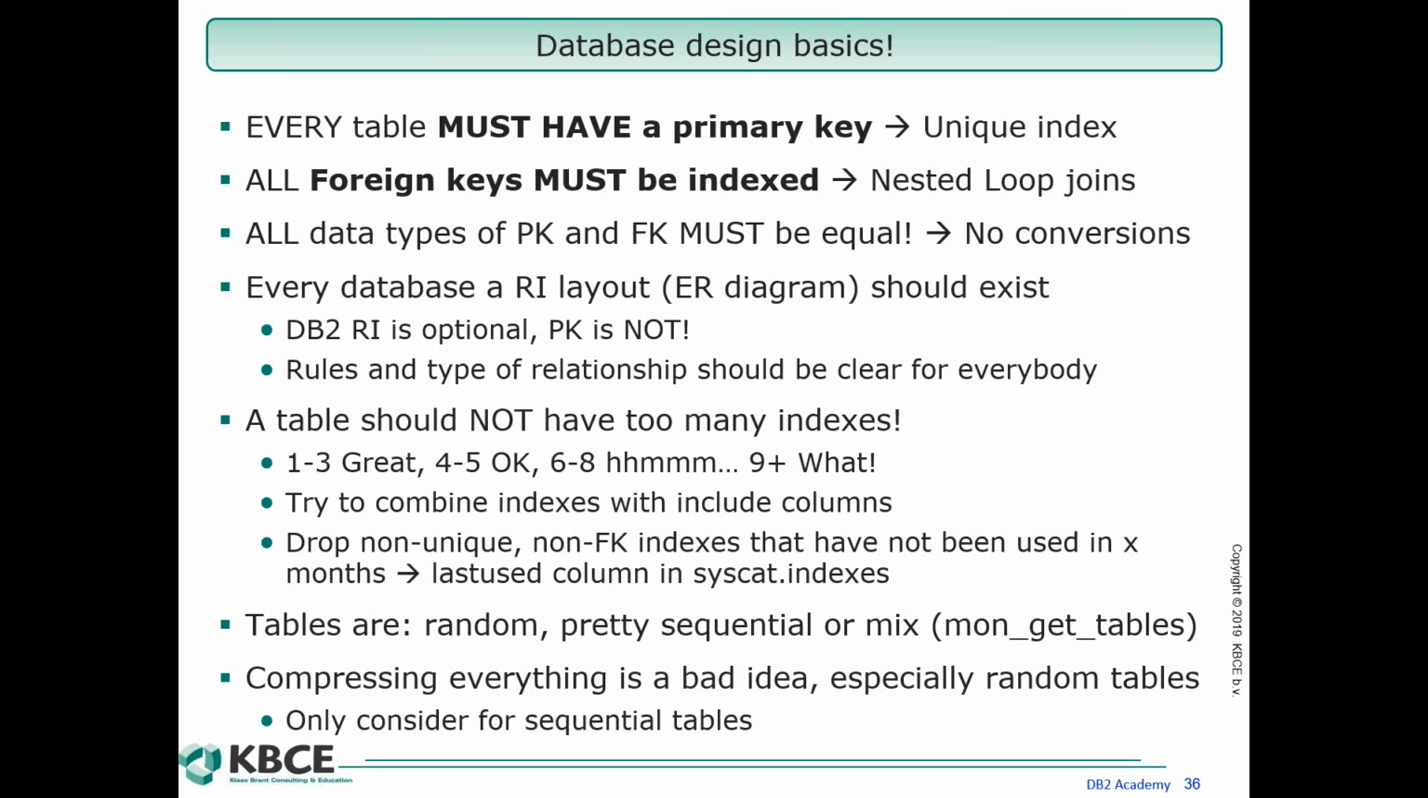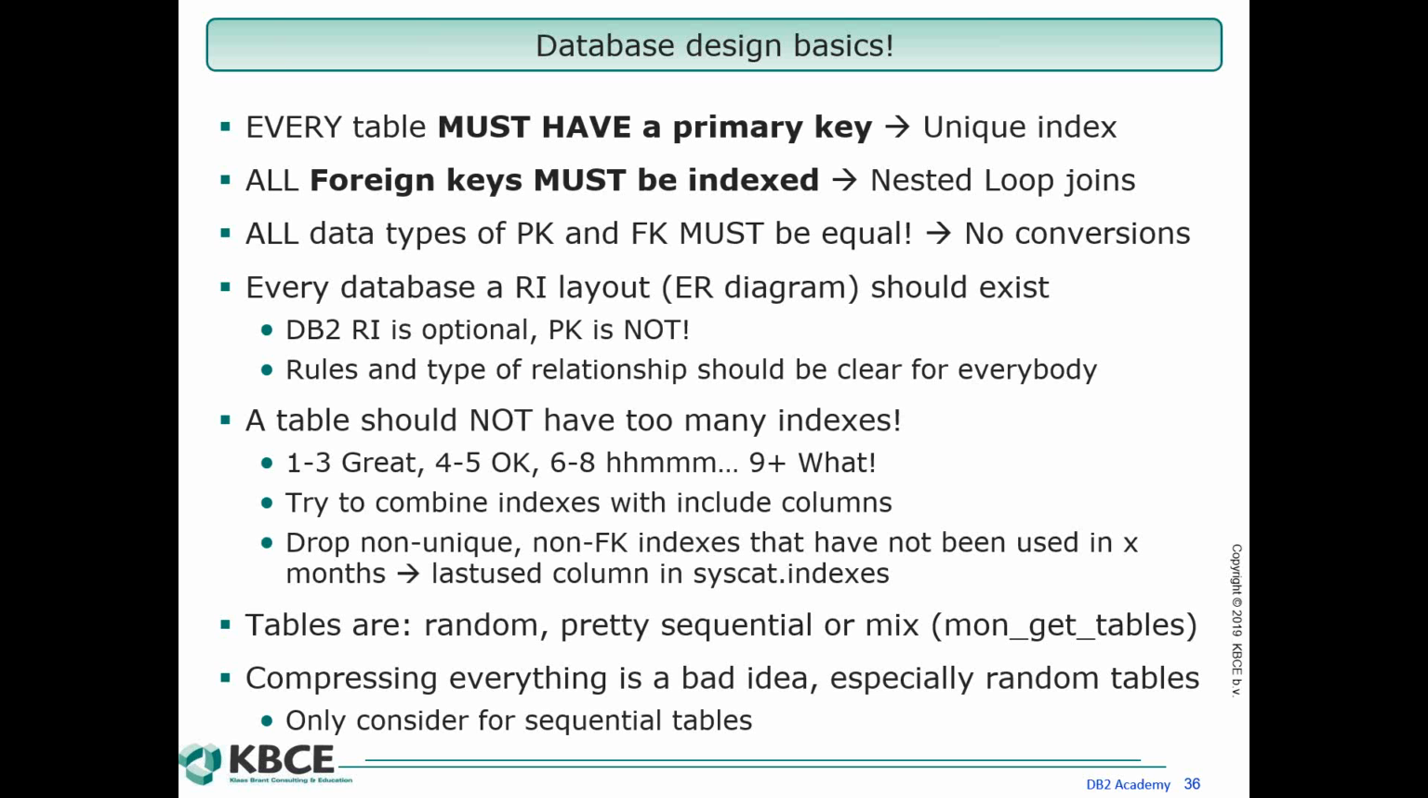Always. That means that the majority of your joins will go back to nested loop joins, which are the most performant joins. So if you have hybrid joins, for instance, and that is because it's a join with a foreign key which is not being indexed, then this can be your very quick solution. Just check your database design and make sure that all your foreign keys are actually indexed.